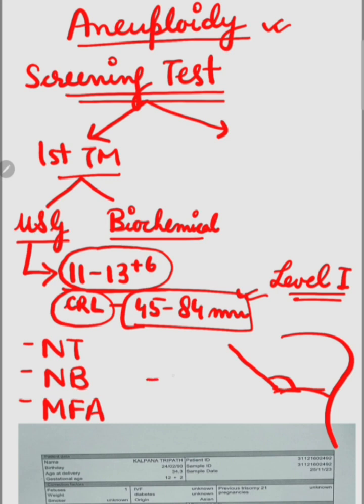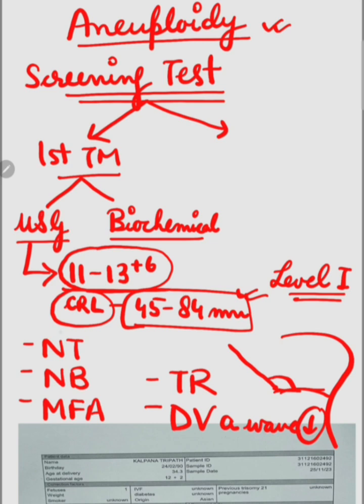The fourth thing which you look for is tricuspid regurgitation. If there is tricuspid regurgitation in the right heart of the baby, then it signifies heart failure, and so such babies are at chances of aneuploidy. And fifth is your ductus venosus A wave reversal. If there is A wave reversal in the ductus venosus, then this also signifies aneuploidy.